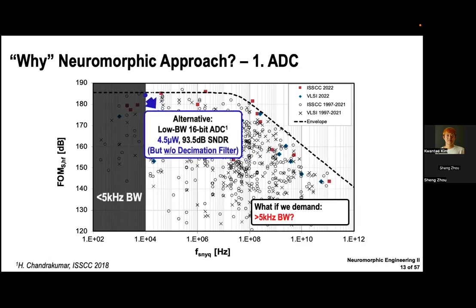Okay, there is a bandwidth ADC that we can get a 3 dB SNDR performance. However, this number didn't include the decimation filter, which is a very essential building block for high resolution ADCs, such as the Delta Sigma architecture.